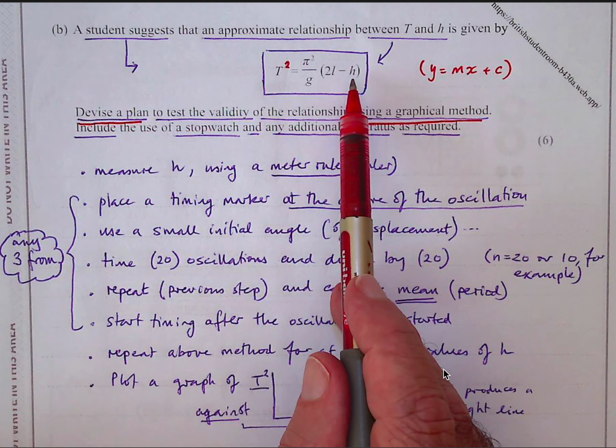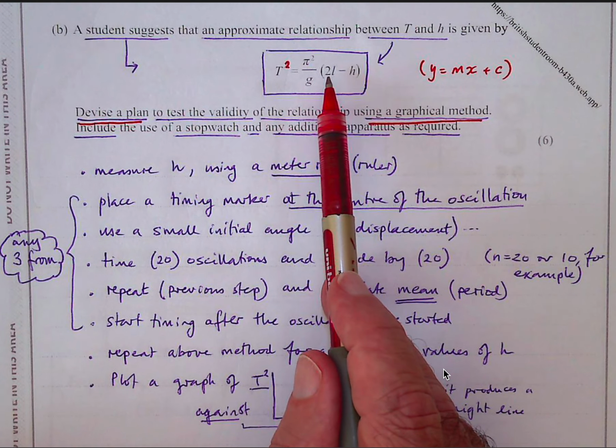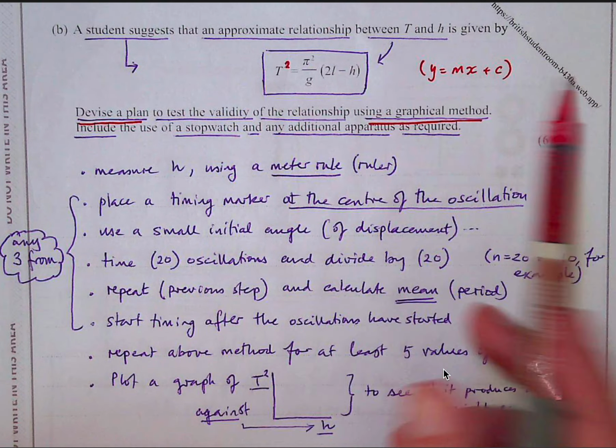Start with 25 centimeters and then adjust the position of the peg. So you're going to change h. Obviously pi is constant, g is constant, L is constant, 2 is constant. So you have 2 variables, the t squared and the h are the variables.